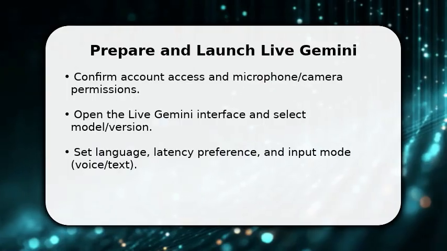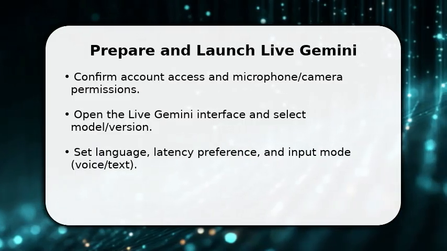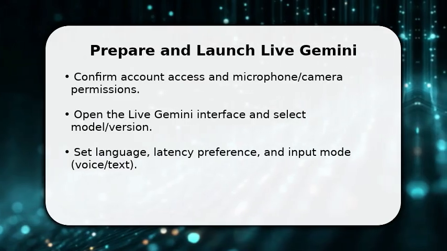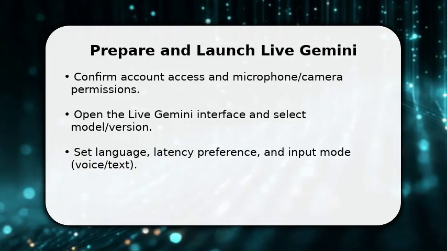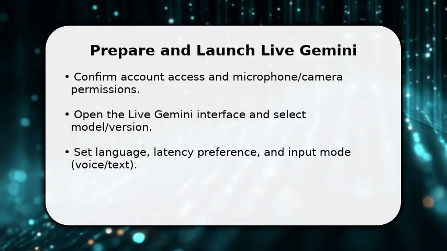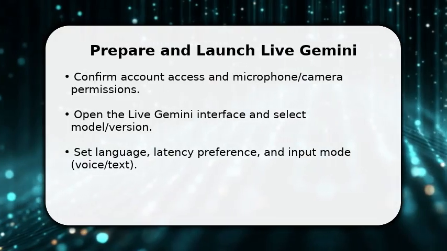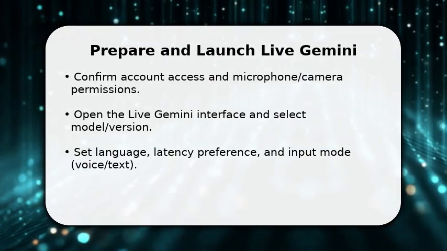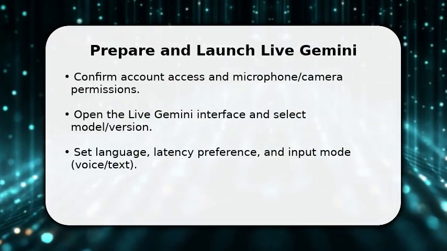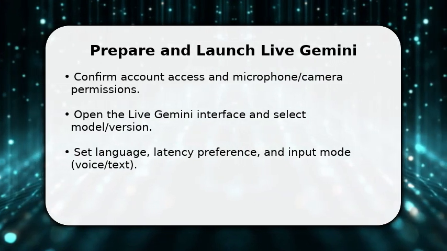You start by ensuring your account has live Gemini enabled and the browser or app has camera and microphone permission. This avoids interruptions. Once done, open the live Gemini session and pick the model version that balances capability and speed. Next, choose your input mode: voice for conversational flow, text for precise prompts, and set latency preferences so responses stream smoothly. Make sure to test audio levels quickly so the model hears you clearly before moving into full interaction.